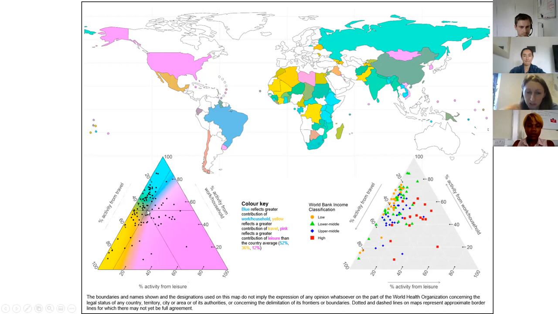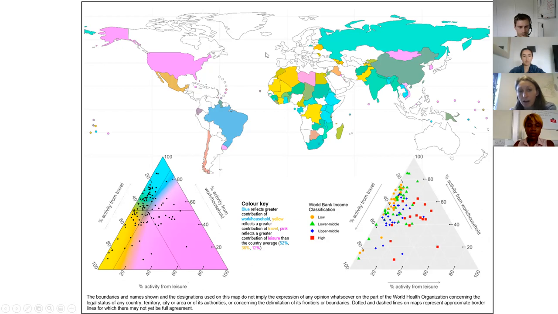I realize I'm saying loads of numbers here, but what this helps us do is say that if a country is colored pink in the map above, then it has a greater contribution of leisure than the average. If it's colored more blue, then it's got more work household than the average. And if it's yellow, it's got more travel than the average.